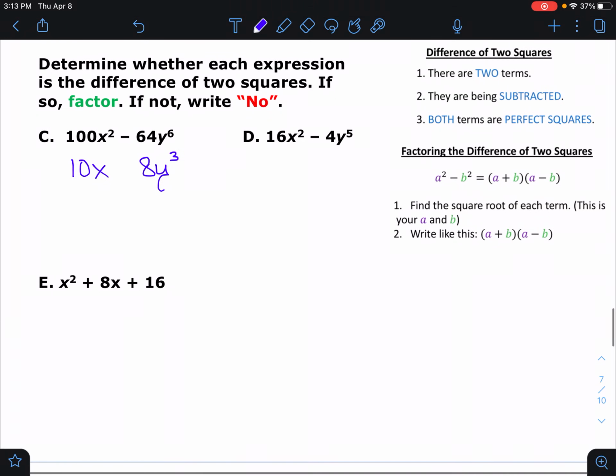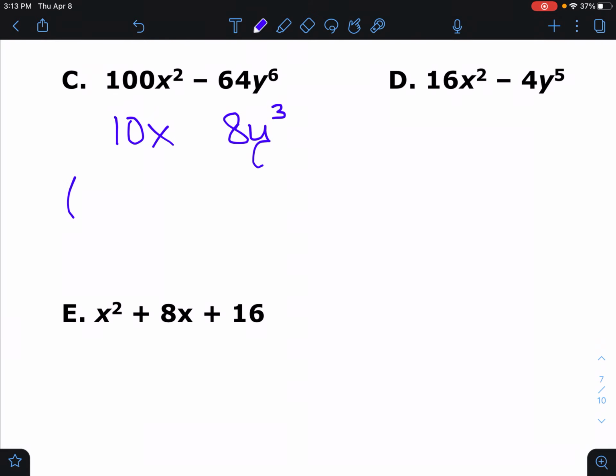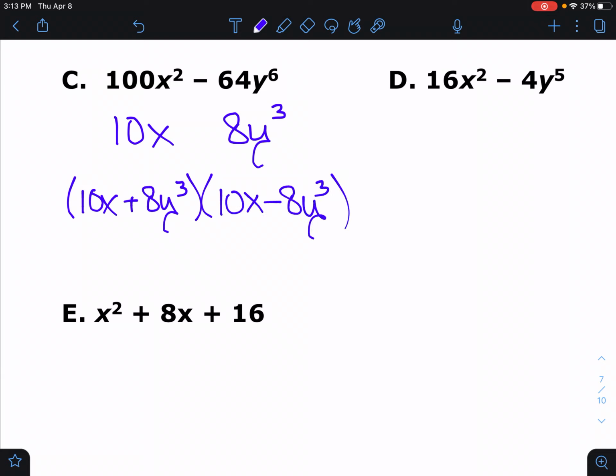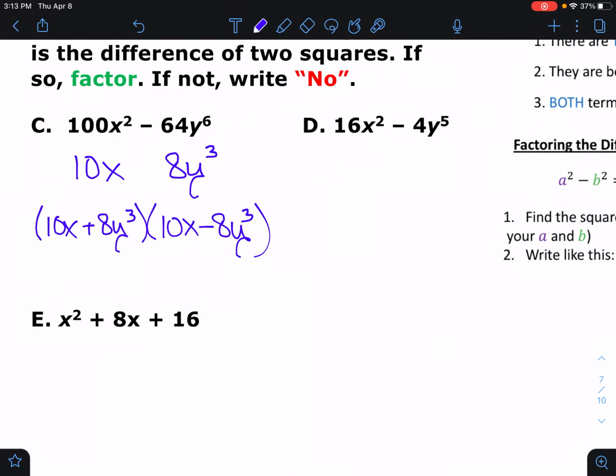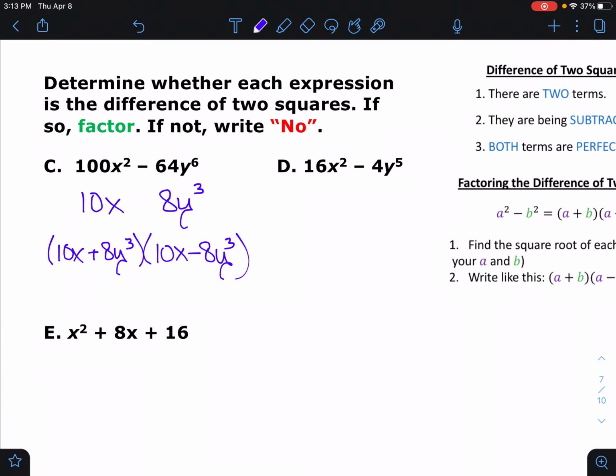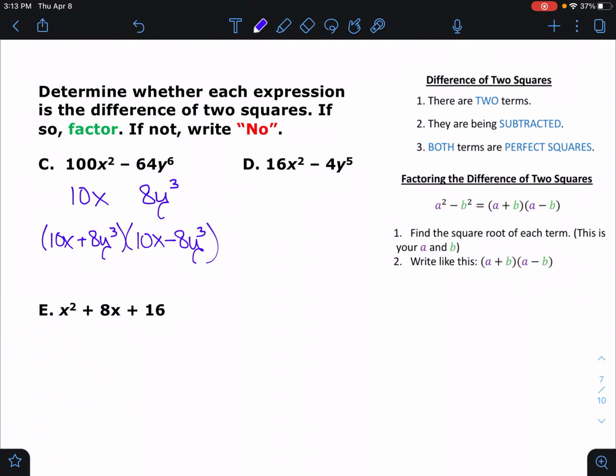Now remember, you're going to write it like this: A plus B and then A minus B. So we're going to write 10x plus 8y to the 3rd times 10x minus 8y to the 3rd. Now, if you multiplied this out, you would get this back. Okay, so that's my answer right there. All right. Now, let's keep going here.